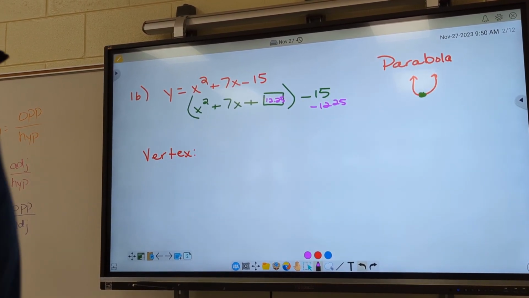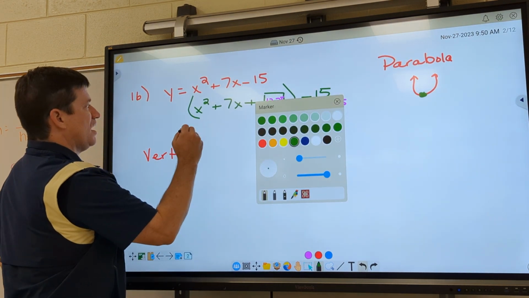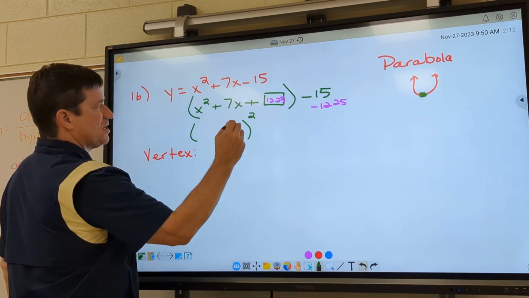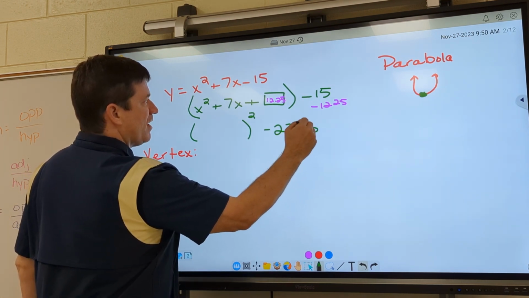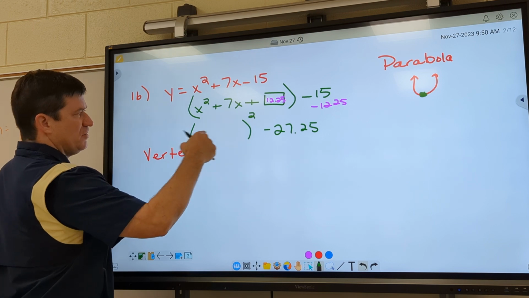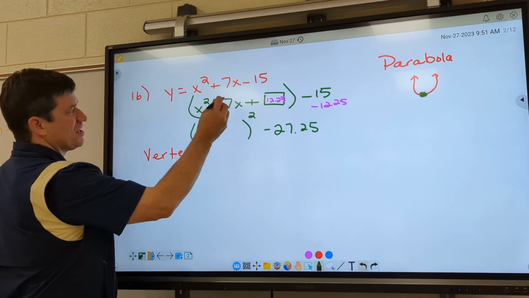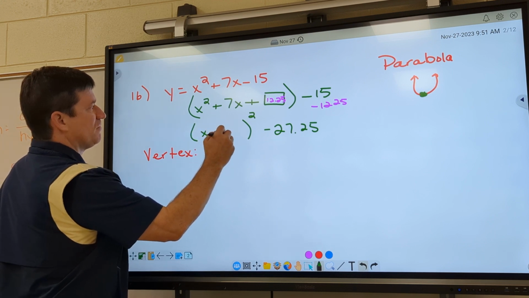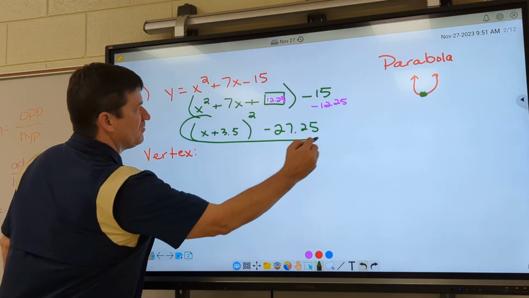All right, let's see how we finished it up. Now we've got to write our equation in standard form. Add this up, I got negative 27.25. Pat, what's going to go right here? You remember? Just half of 7. Good. x plus half of 7, so (x + 3.5) squared. That is your standard form. This is our equation right here in standard form.